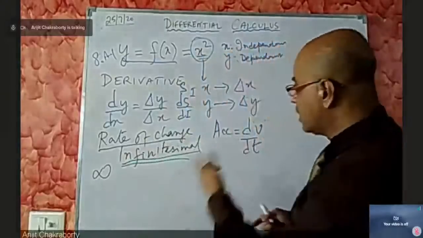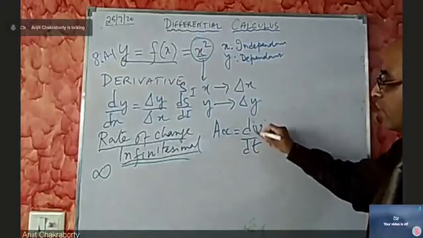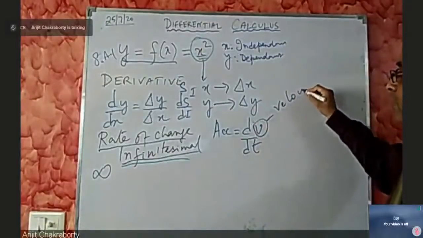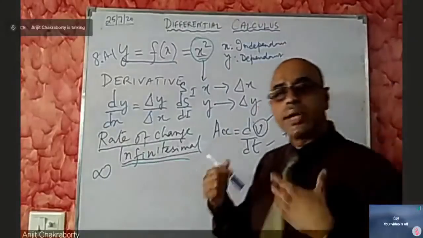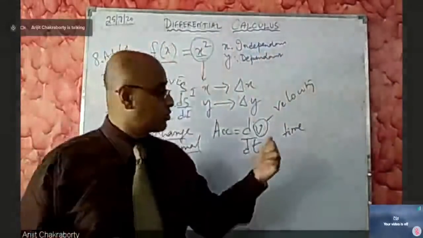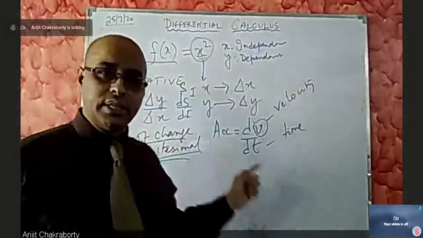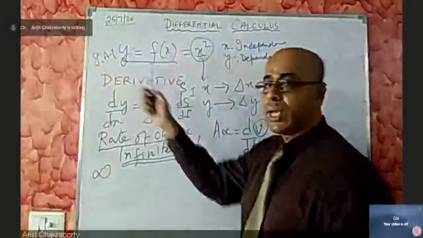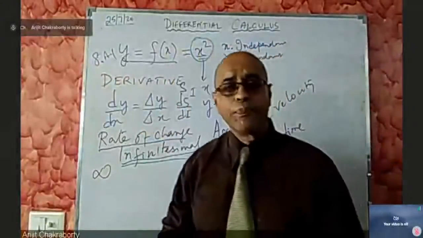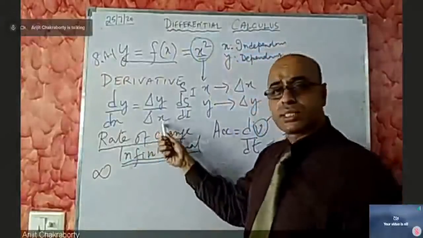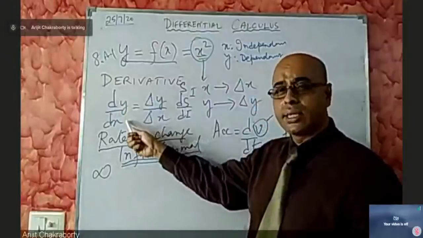seconds. That means here also acceleration is dv by dt, where v is the velocity and t is the time. Right? So the rate of change of velocity with respect to time is acceleration, shown by dv by dt. Similarly, the rate of change in y, in this case y equal to x square, due to a very small change in x, is dy by dx.